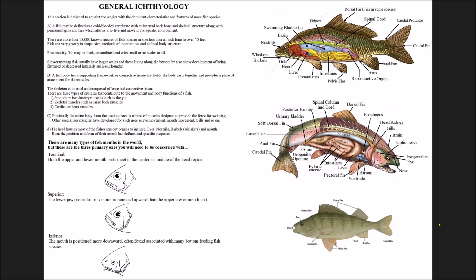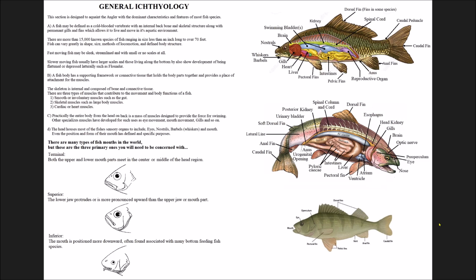The head houses most, not all, of the fish's sensory organs, to include eyes, nostrils, the barbels or whiskers, and mouth. Even the position and form of their mouth has defined and specific purposes. There are many types of fish mouths in the world, but these are the three primary ones you will need to be concerned with at this time.